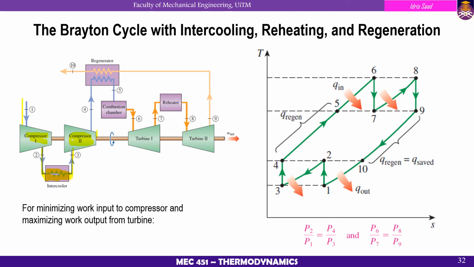Then the air is reheated in the regenerator and goes to the combustion chamber to increase the temperature further. Then it is released into the first turbine. After that, it is reheated again in the second combustion chamber. So the reheater is basically the second combustion chamber.